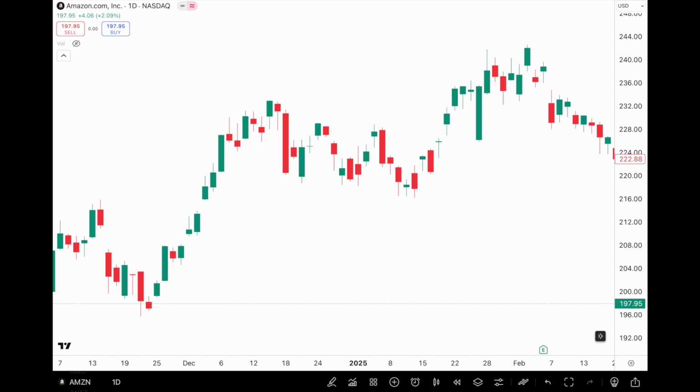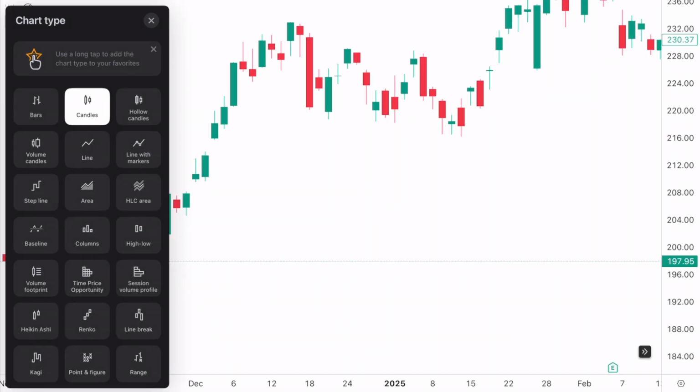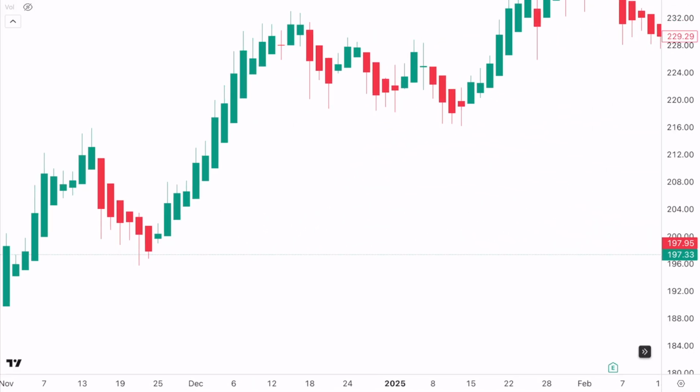First, change the candlestick type to Heikin Ashi. For this, let's click on the candle icon at the bottom and select Heikin Ashi from the options. This helps smooth out price action and makes trend easier to read, as you can see on the screen.